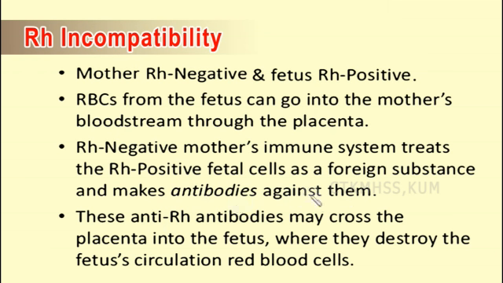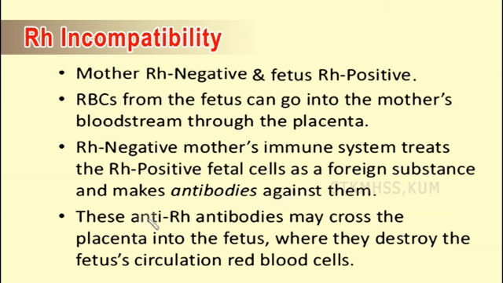So the mother's body will start reacting against the RBCs because the RBC contains the RH antigen. This antigen is new to the mother's body. So the mother's body recognizes it as a new cell or new substance, and it starts giving a response against that. The mother's body gets sensitized. So it starts producing antibodies against it.